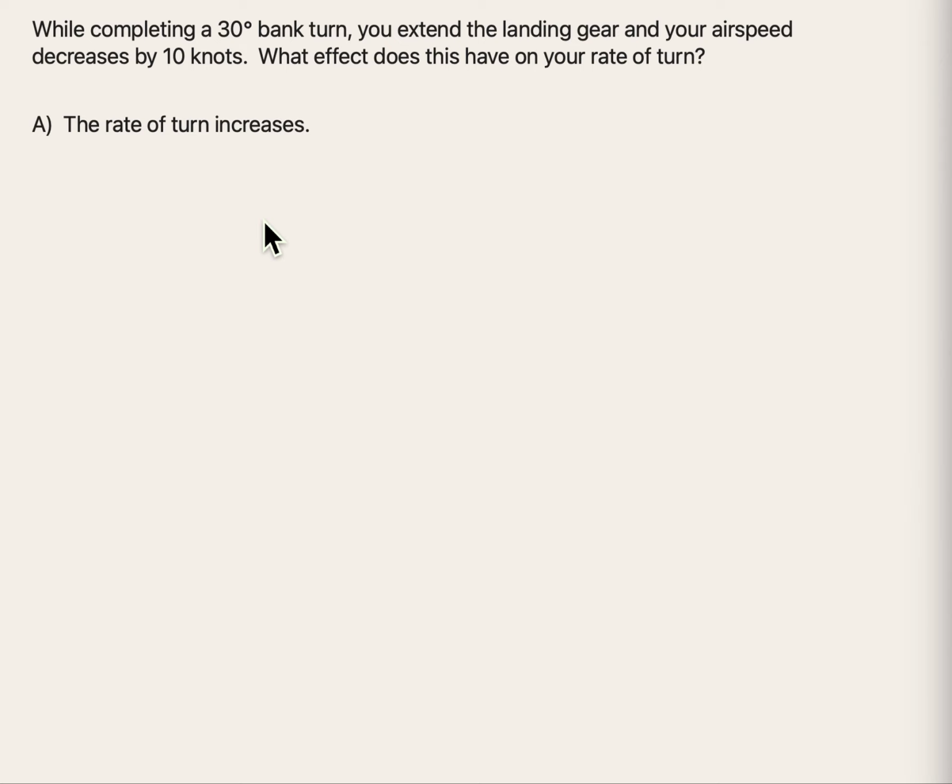The rate of your turn increases. So you're completing a 30-degree bank turn, you extend the landing gear and your airspeed decreases by 10 knots. So your airspeed decreases, your landing gear goes down, and that causes drag, so you decrease airspeed by 10 knots. What effect does this have on your rate of turn? So the rate of turn increases because you have to reduce your bank angle to maintain the same altitude.